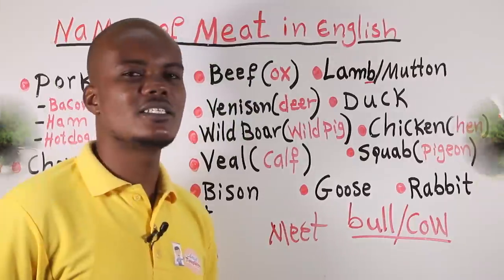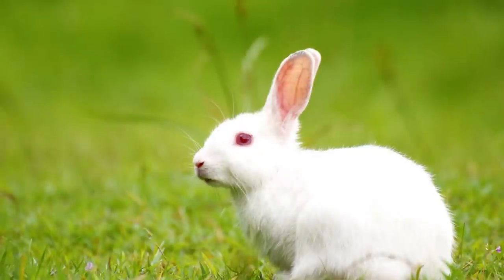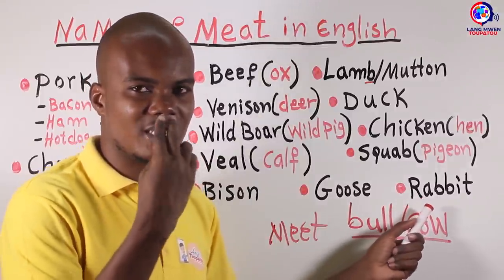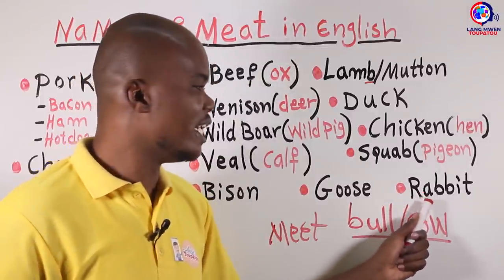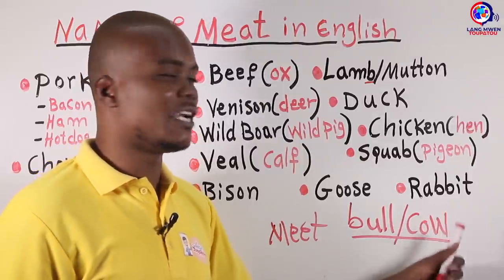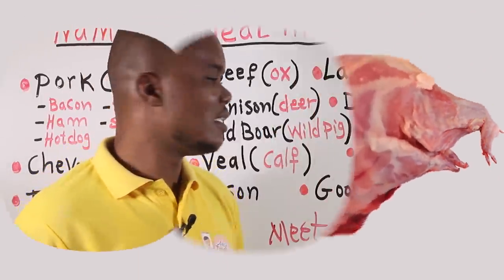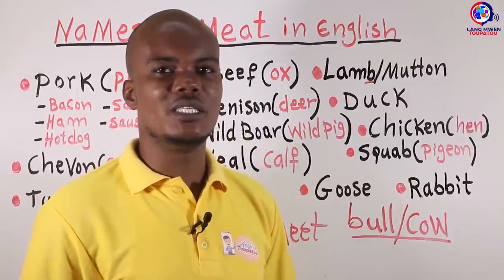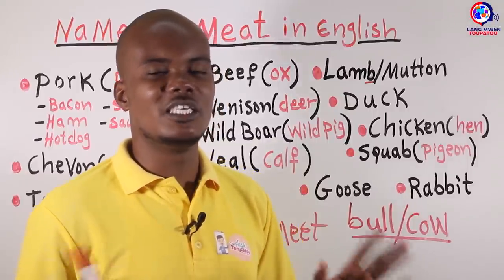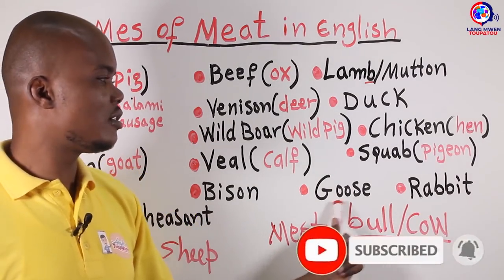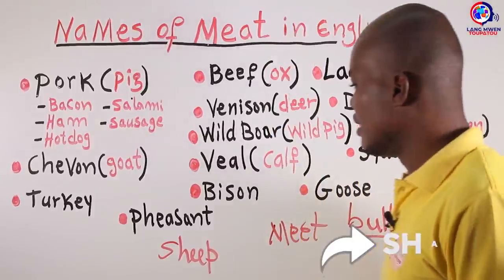And this is rabbit. Rabbit, like the long ears, and then the both front teeth, longer than the others. This animal likes carrot. It's rabbit. I eat rabbit, but I never eat rabbit. I never eat rabbit yet. I'd like to taste it. Rabbit.